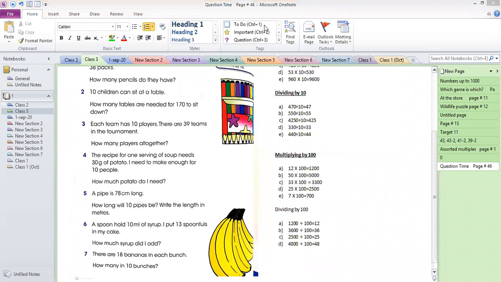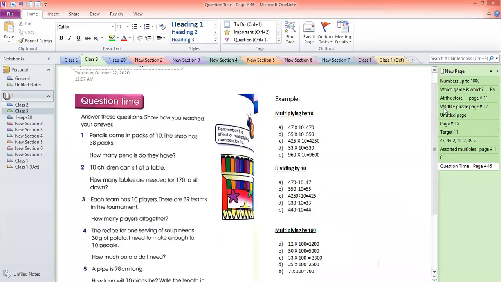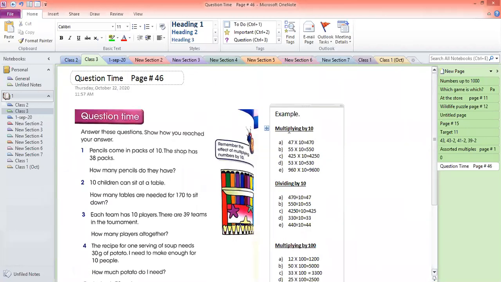48. Very good, guys. So now you know you can multiply any number by 10, and you can also divide any number by 10. So this is very good. Now come to the exercise. Question time. Answer these questions. Show how you reach your answers. Okay, so you have to answer in the book. You don't need to go for a notebook in this topic.